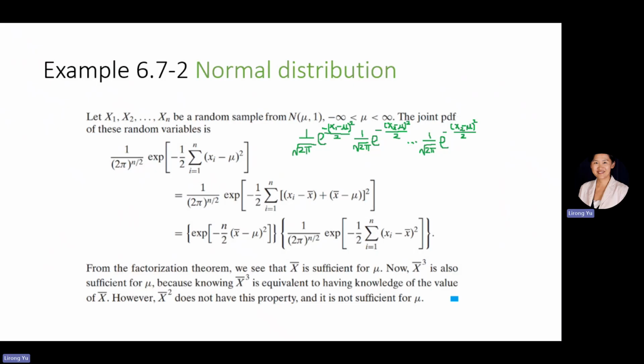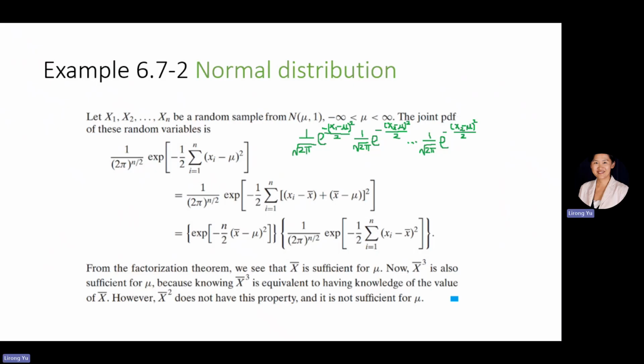We introduce the presumed sufficient statistic. We introduce x bar, and then here we have x bar minus mu, and here we have xi minus x bar. Then we separate them into two multiplications. This one is connected to mu, and that factor is not connected to mu. But this one was actually related to the variance.